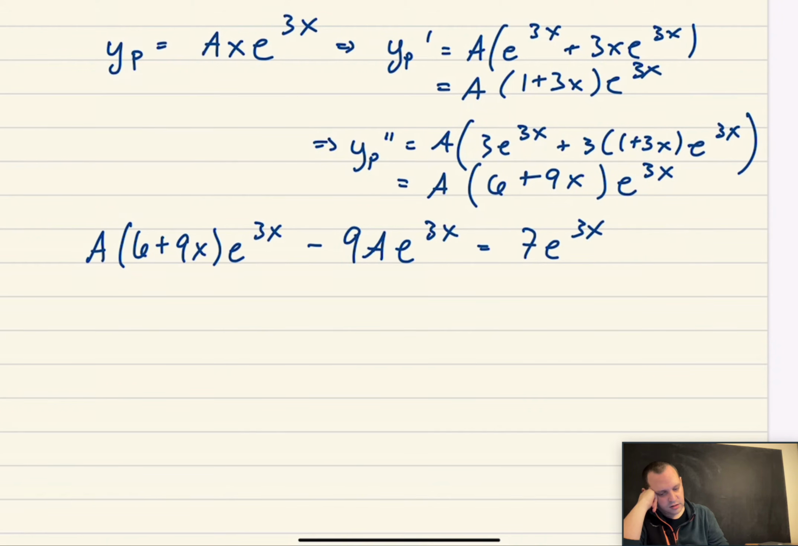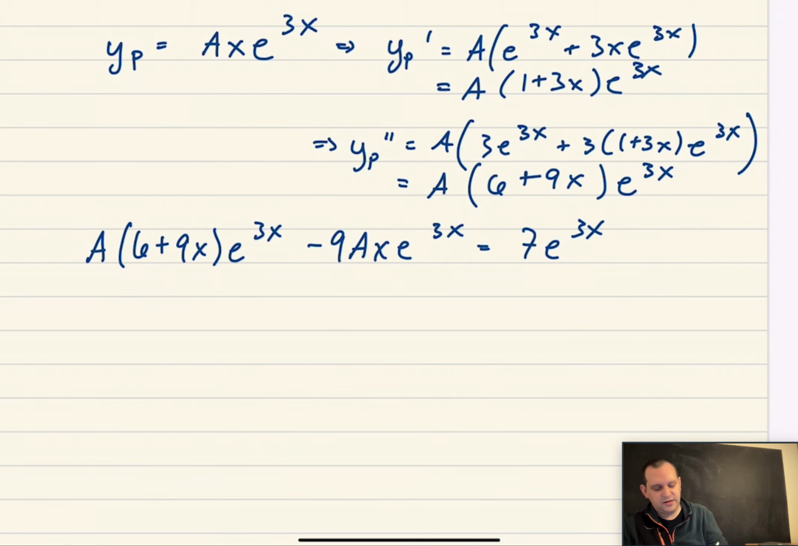Something is wrong. I wrote down the wrong particular function. I was going to say this doesn't work out again, but that's because I wrote down the wrong thing. This should be minus 9 y sub p. Y sub p is a x e to the 3x. And now everything is fine.